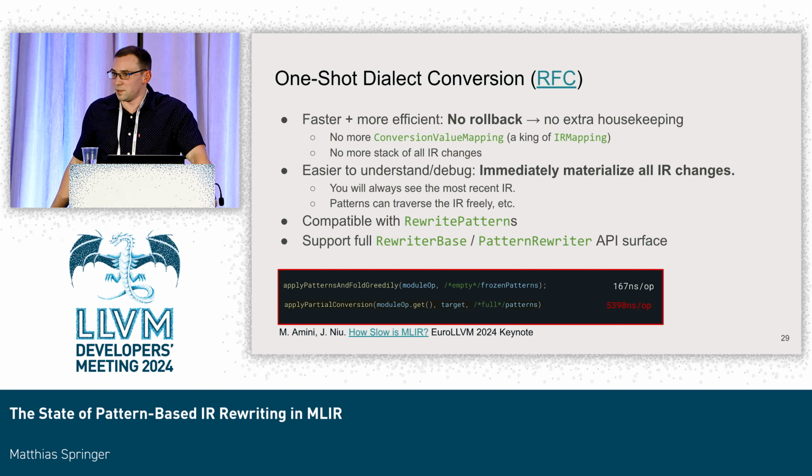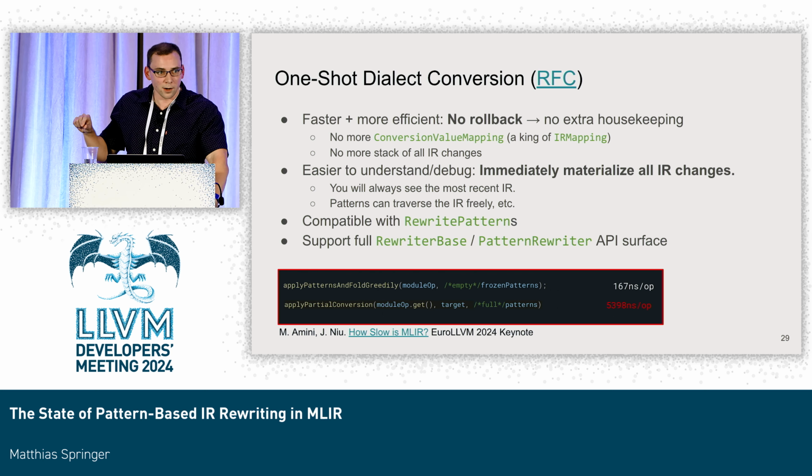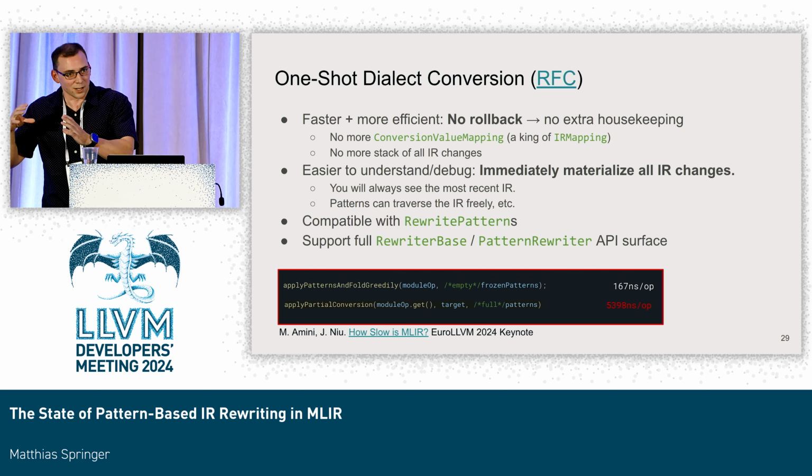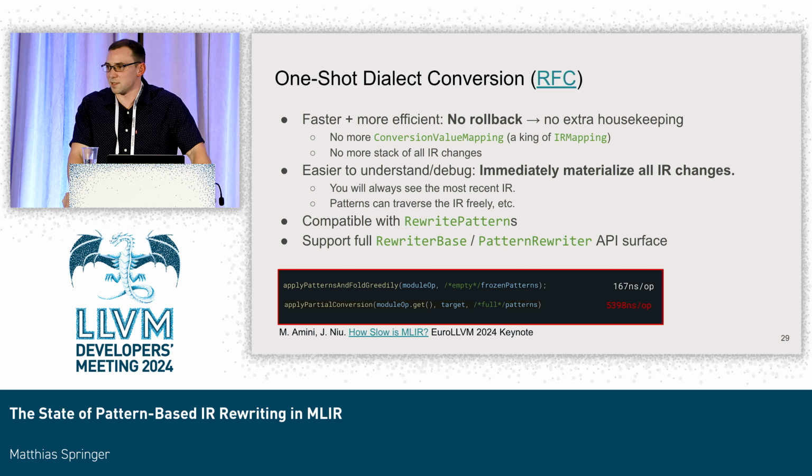Another issue with the current approach to the dialect conversion is that it's quite hard to understand and hard to debug. For example, if you run with the -debug flag, you see a mixture of new IR and old IR. Some SSA values are marked as invalid. So it's quite hard to understand what's going on. All of this should no longer be a problem.